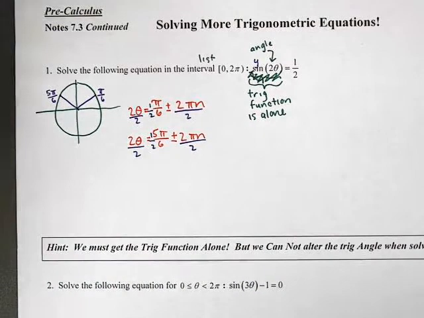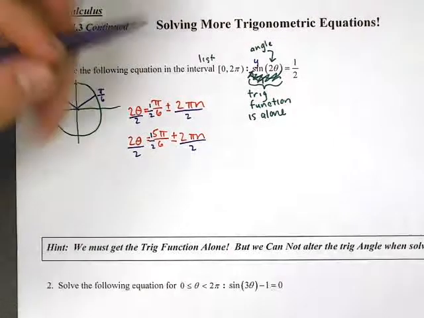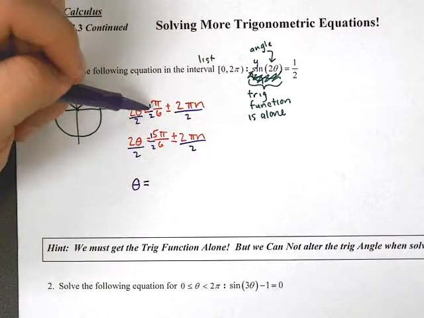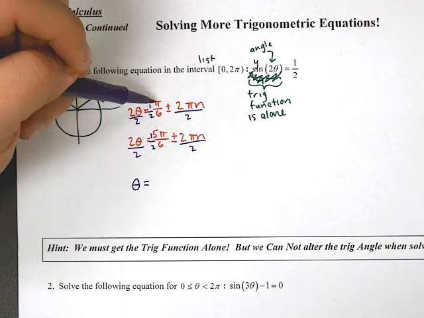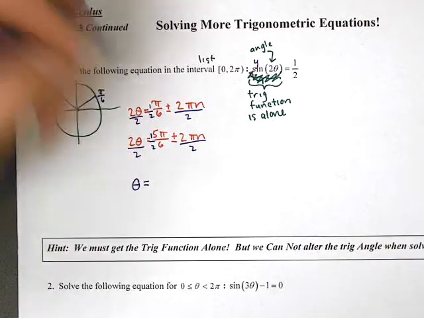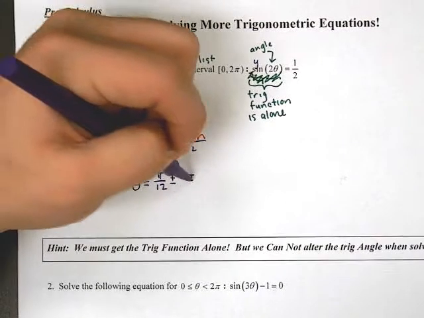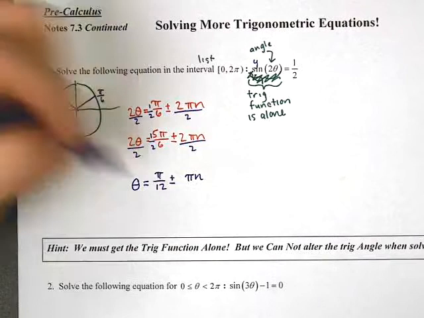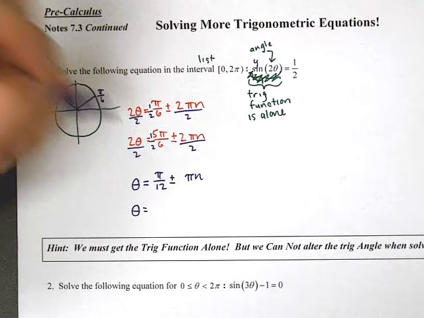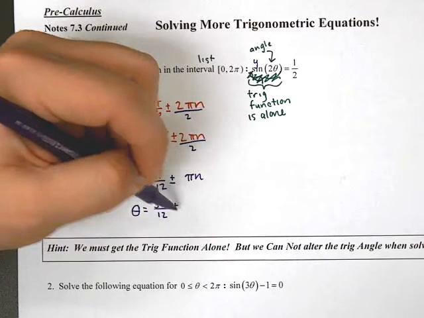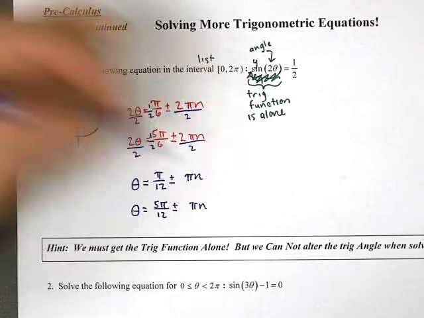So now, this top equation, it's going to be theta, and then, well, 1 times 1 is 1, 2 times 6 is 12. So I have pi over 12 plus or minus pi n, and then I also have theta is equal to 5 pi over 12 plus or minus pi n.